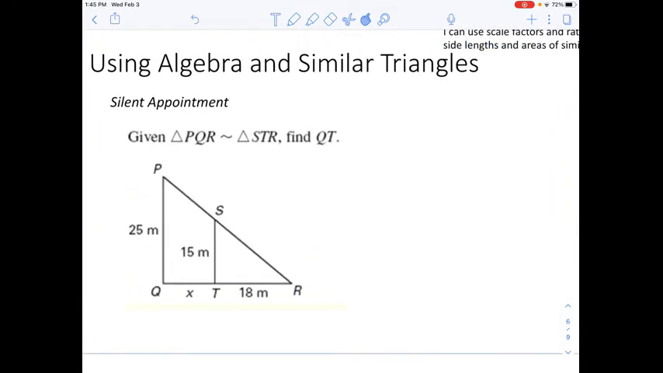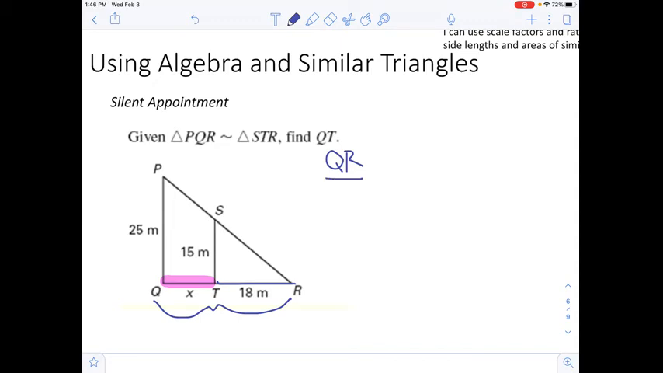Okay, and then last one here, it says using algebra and similar triangles. Given triangle PQR is similar to STR, find QT. So our job is to find QT. Well, QT is not part of a full triangle. So what we're actually going to have to do is find this whole length of QR and minus that 18 meters to just get that X part by itself. So let's start with what we want.